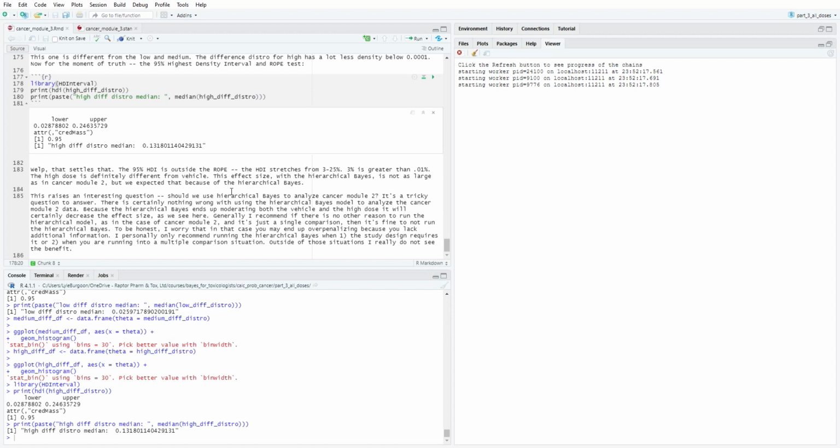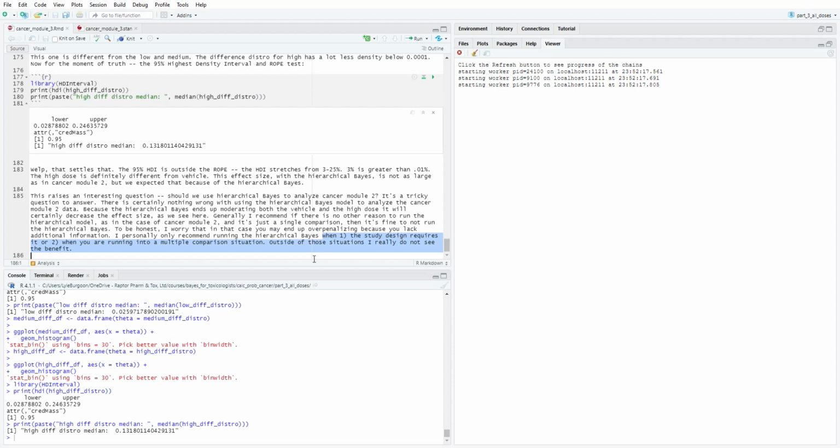Those situations are, as I lay out right here, when do I think you need to do a hierarchical Bayes? Under 2 conditions. 1, when the study design requires it. Or 2, when you're running into a multiple comparison situation. Outside of those situations, I really don't see the benefit of using the hierarchical Bayes. Now you're going to say to me, but you just said earlier that we could be looking at some kind of extreme effect, so why wouldn't you want to moderate it?